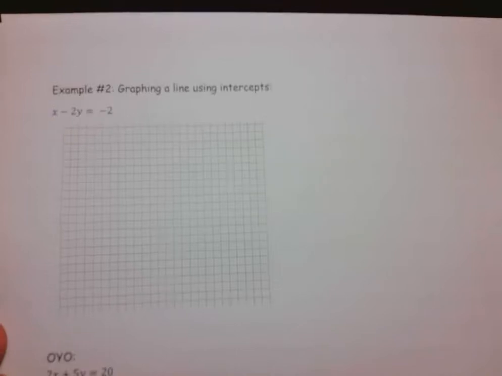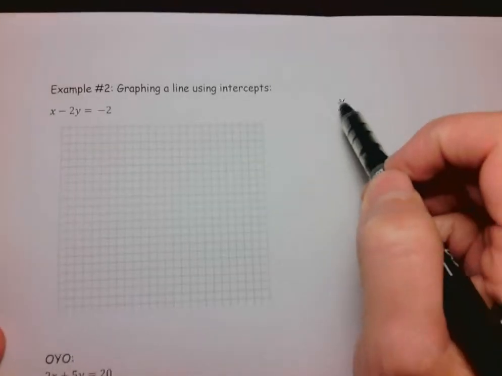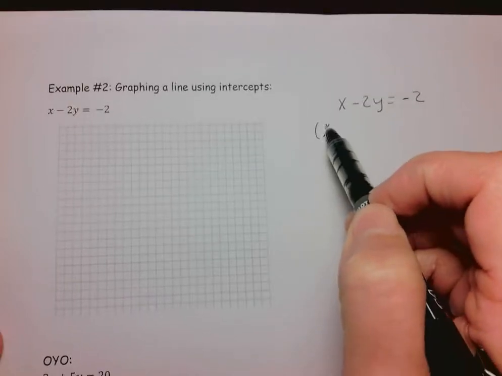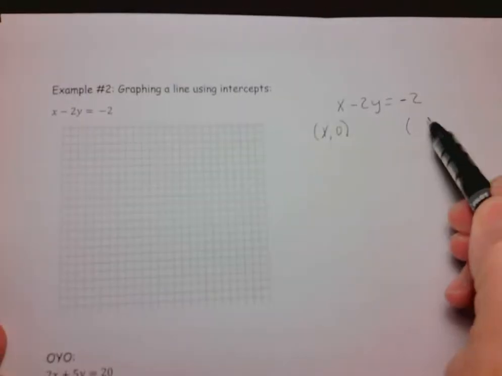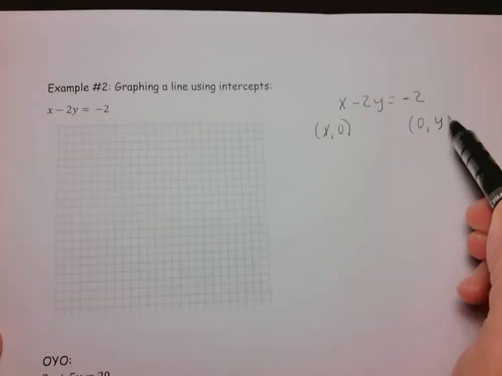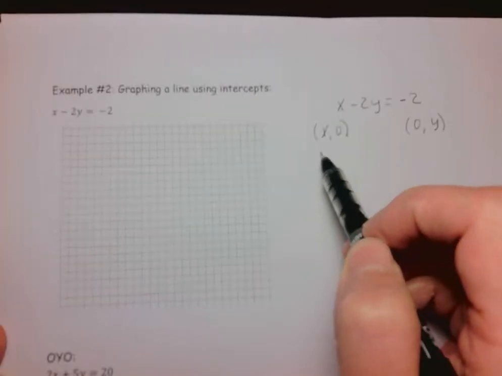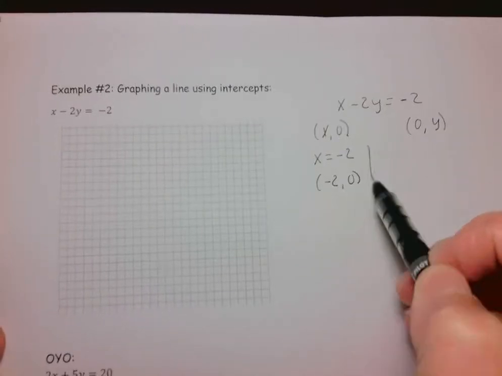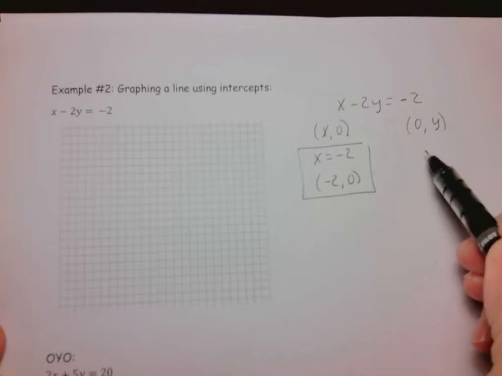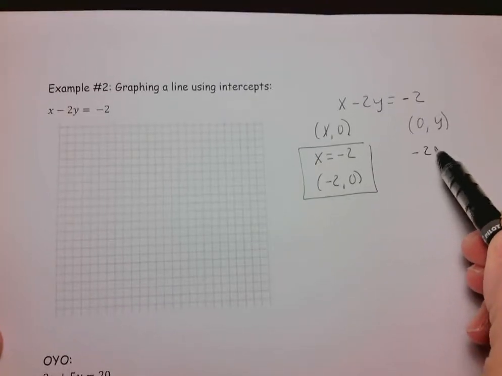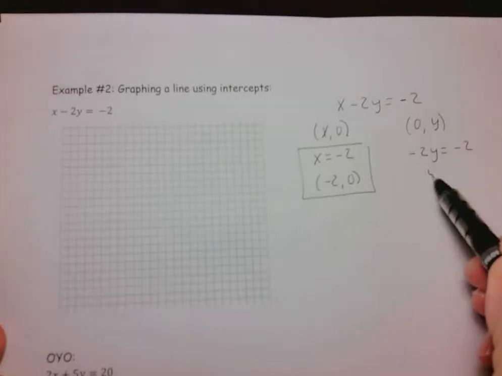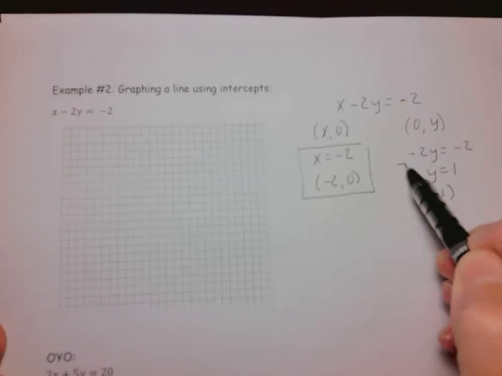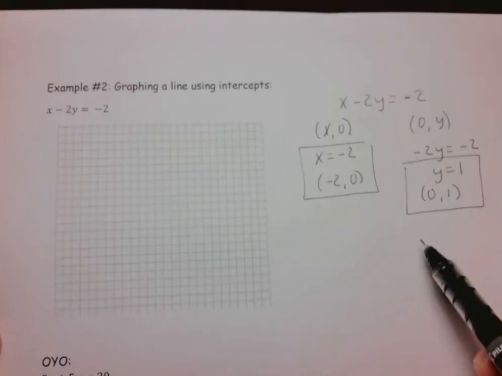Okay, so now how do we graph a line using intercepts? We're going to go through the same process, we're just going to graph it. We want to find the value of x when y is 0, and we want to find the value of y when x is 0. So, when y is 0, x is going to be -2. So that is going to be my x-intercept. And when x is 0, y is going to be 1. So this is going to be my y-intercept.